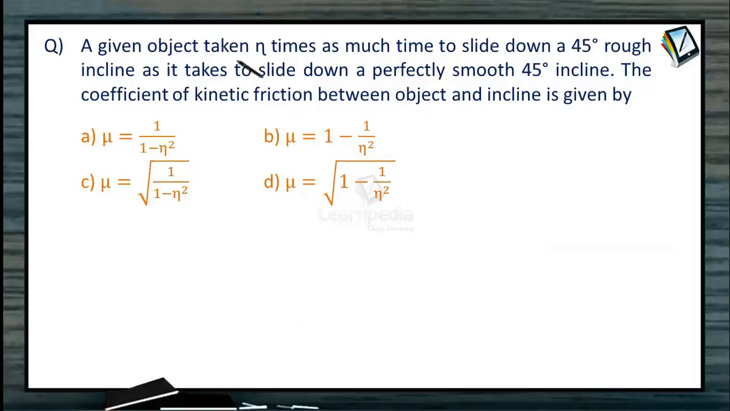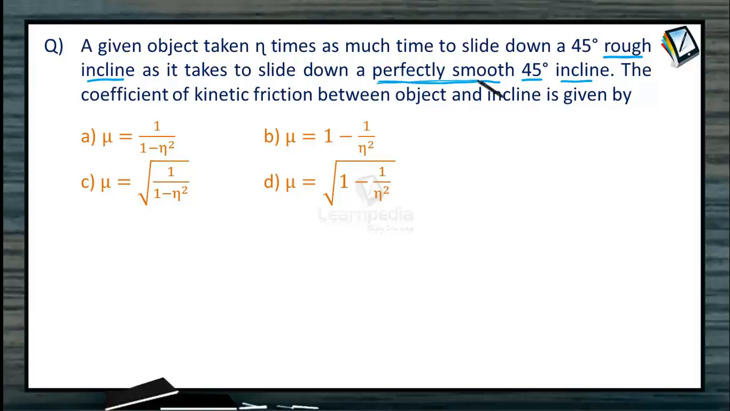Question. A given object takes n times as much time to slide down a 45-degree rough incline as it takes to slide down a perfectly smooth 45-degree incline. The coefficient of kinetic friction between the object and the incline is given by. Now here in this case we have two cases to work out.